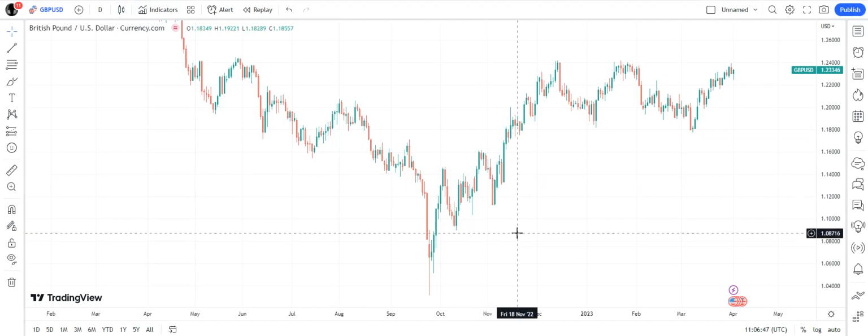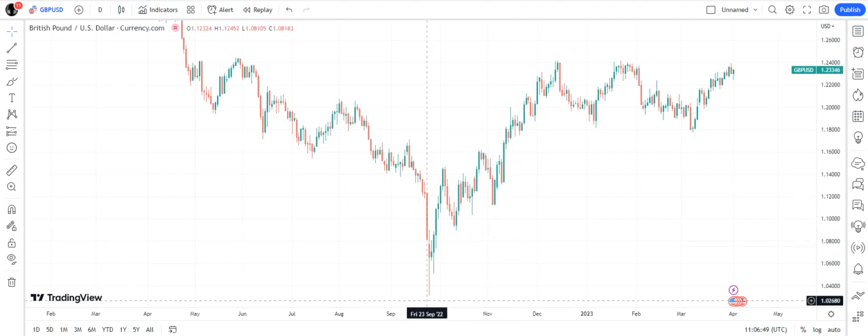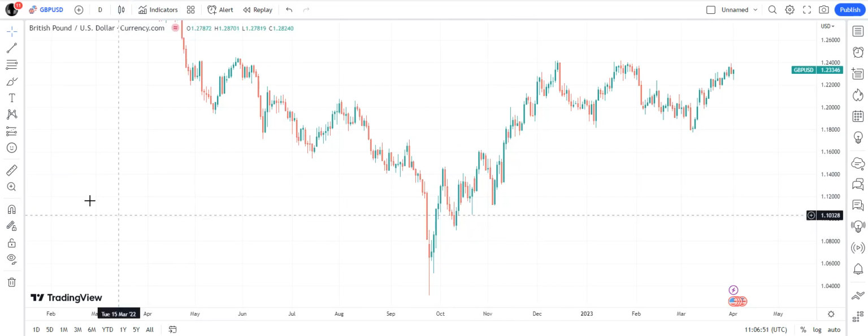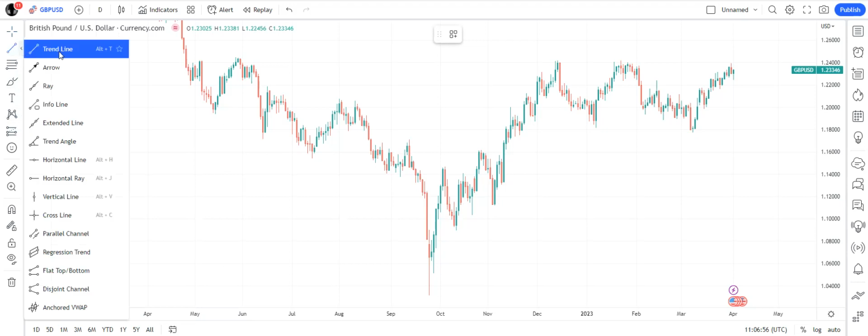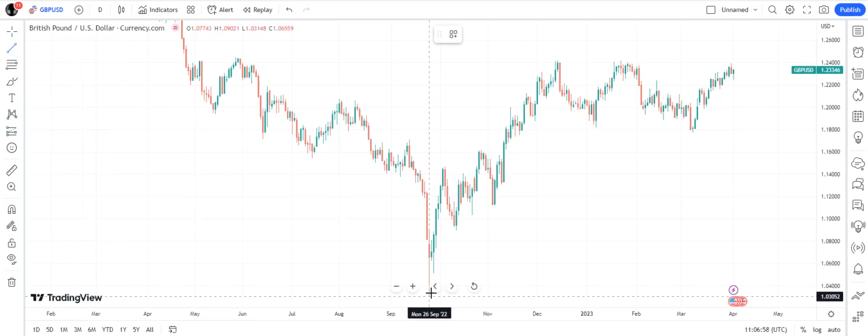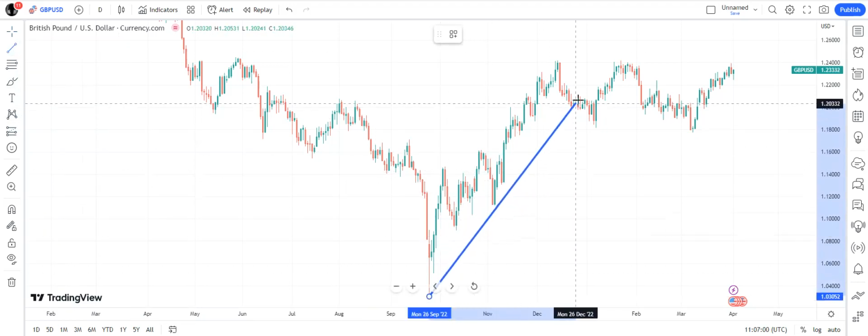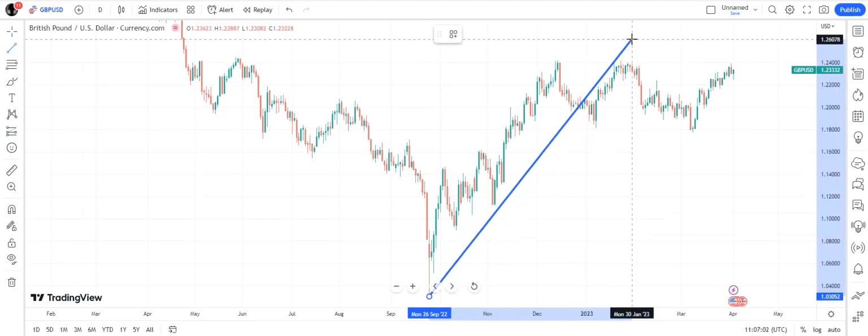Third, identify the trend direction and patterns. Look for patterns on the trading chart to identify the trend. This can be done using multiple tools, such as moving averages, candlestick chart patterns, trend lines, or any other technical indicators, in order to provide clues about future price movements.